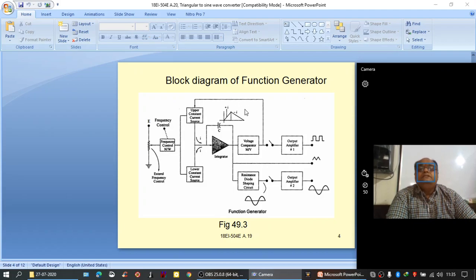Then, depending upon the magnitude of the voltage on capacitor, voltage comparator multivibrator will produce a rectangular wave, and depending upon the magnitude of capacitor voltage in positive half cycle and negative half cycle, a sinusoidal voltage is generated using resistance diode wave shaping circuit.